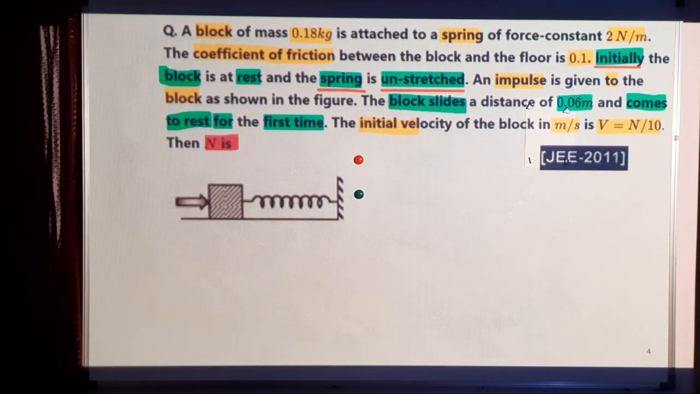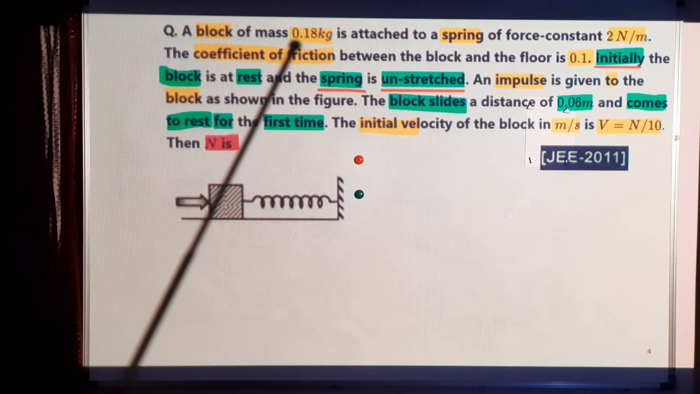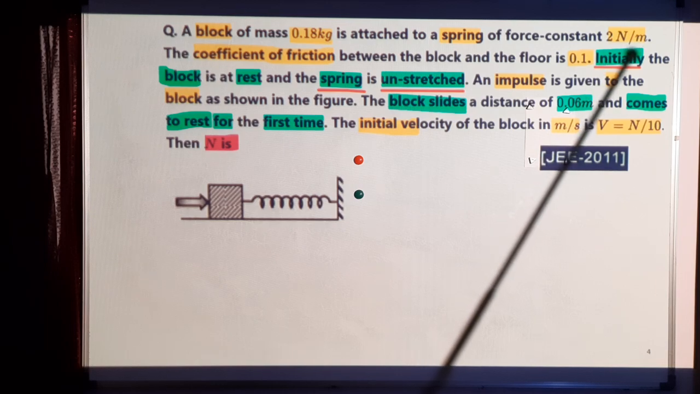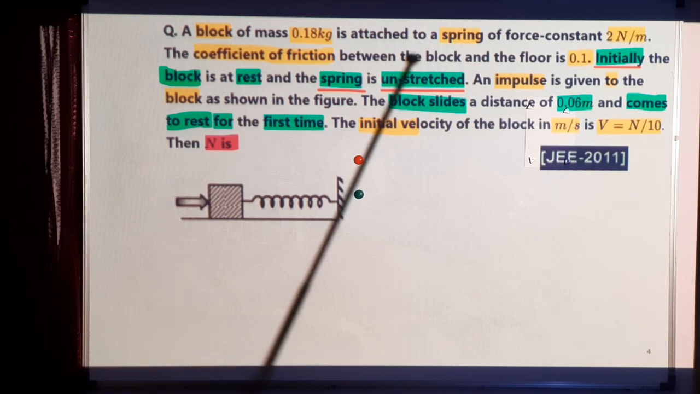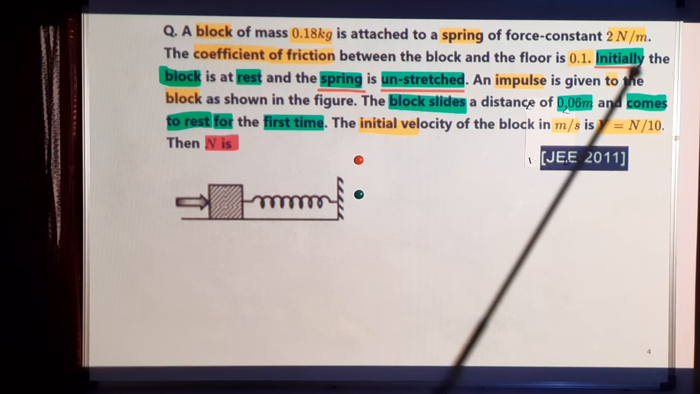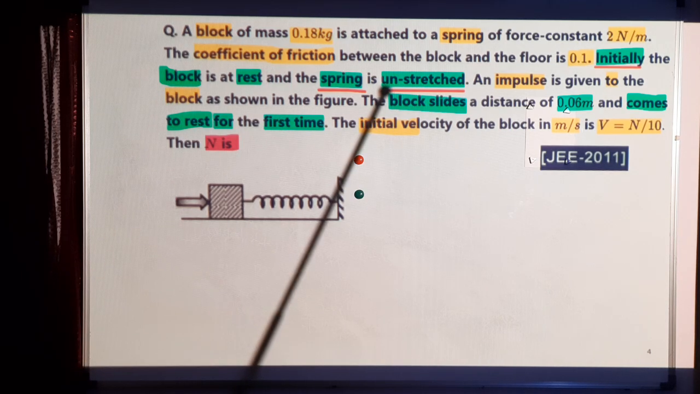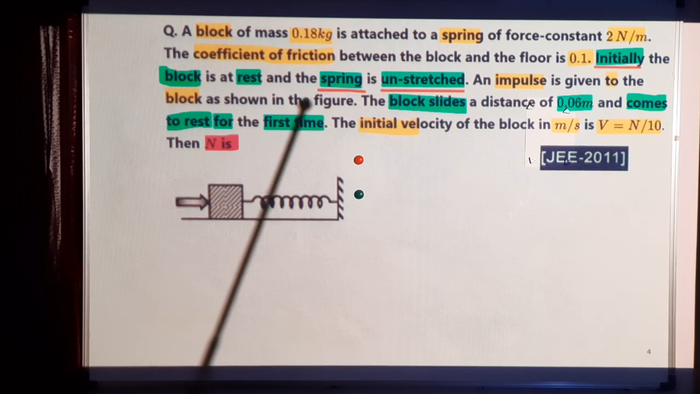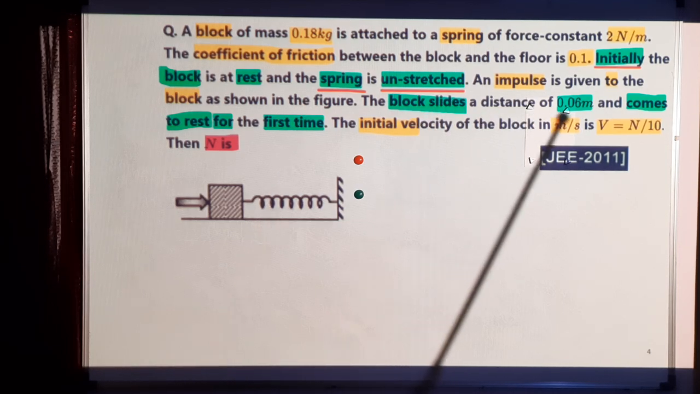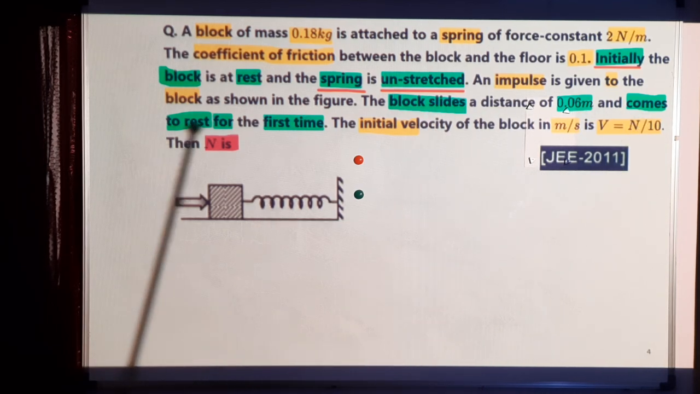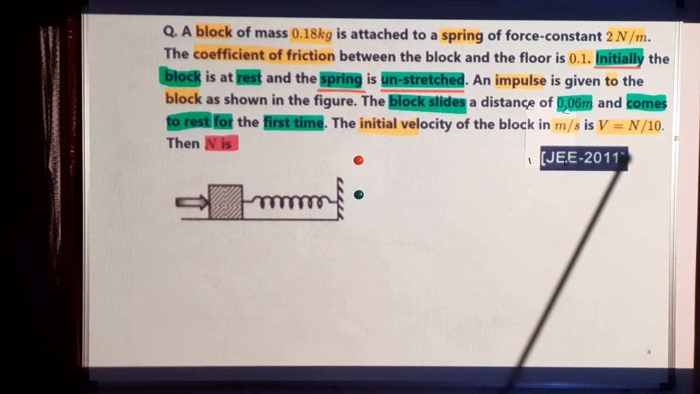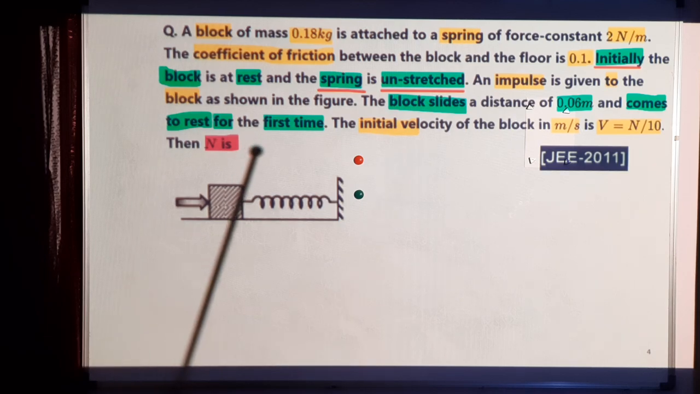This is the question. A block of mass 0.18 kg is attached to a spring of force constant 2 Newton per meter. The coefficient of friction between the block and the floor is 0.1. Initially, the block is at rest and the spring is unstretched. An impulse is given to the block as shown in the figure. The block slides a distance of 0.06 meter and comes to rest for the first time. The initial velocity of the block in meter per second is v, which is equal to n by 10. Then n is. You can pause and attempt this question.